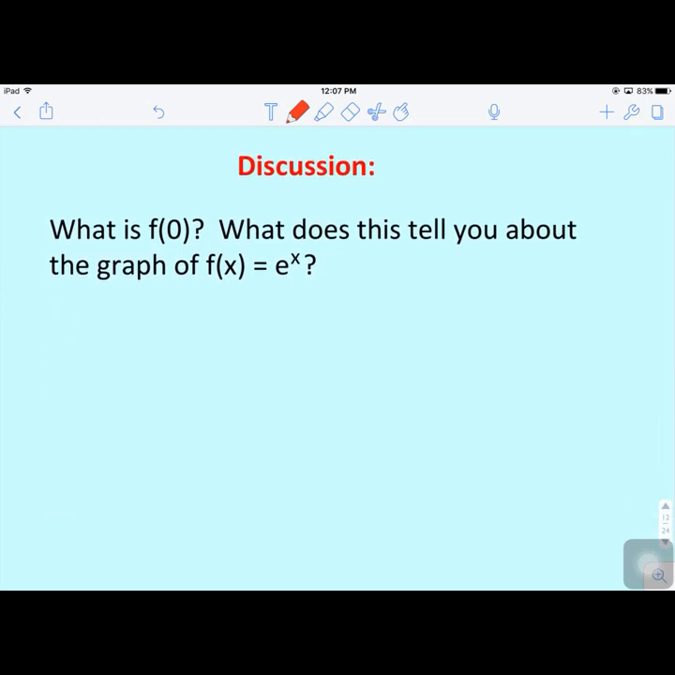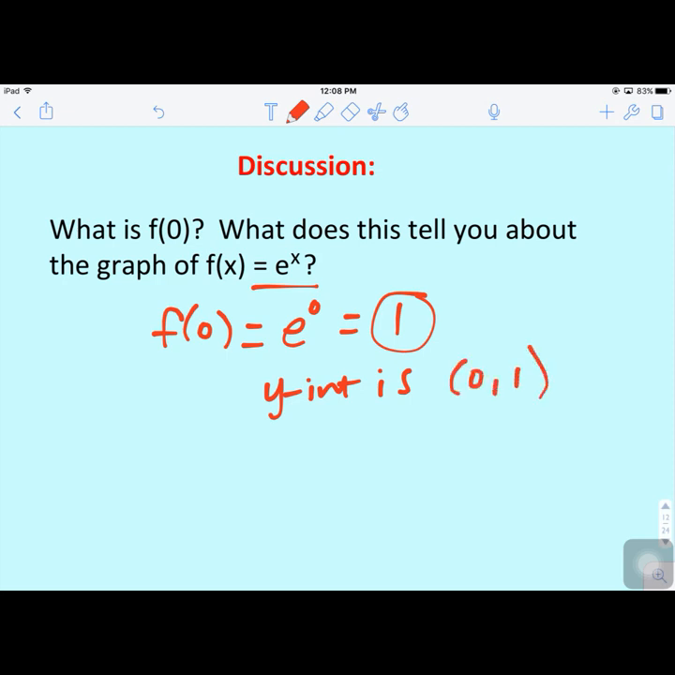Here's a discussion. What is f of 0, and what does this tell you about the graph of f of x equals e to the x? So f of 0 is equal to e to the 0, which will give us a value of 1 because anything to the 0 power is 1. And this tells us that the y-intercept is (0, 1). So that indicates the y-intercept.